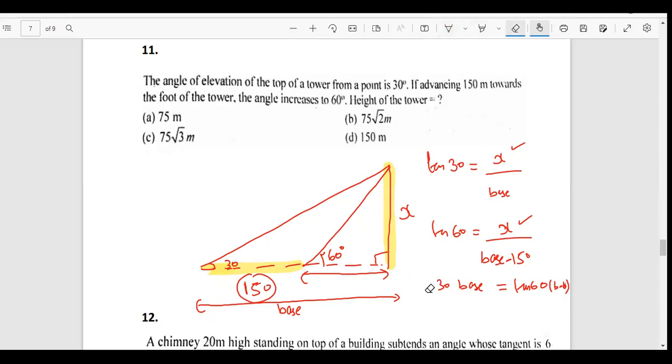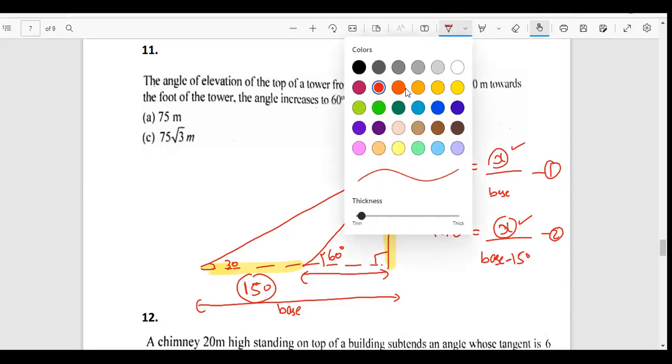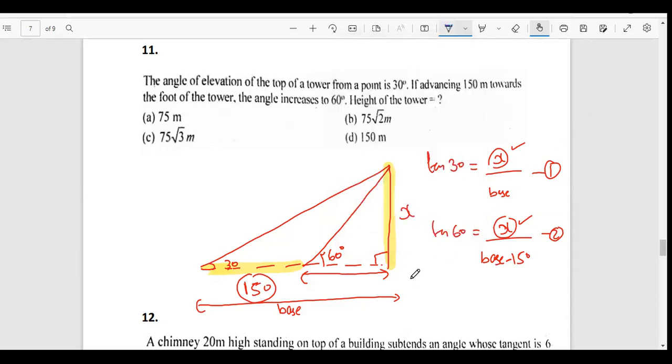I'll write it once again neatly. Just equate both the x's from this equation 1 and 2. This is equation 1. This is equation 2. दोनों x's को equate करके find the value of base and then tell me. I'll write down the new equation here. B is the base, tan 30 is equal to b minus 150 into tan 60.